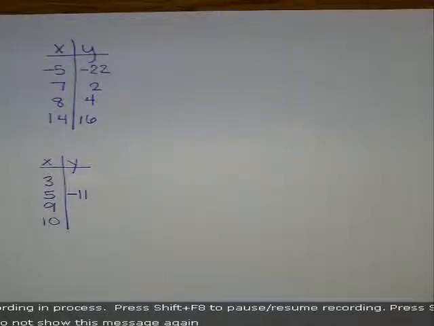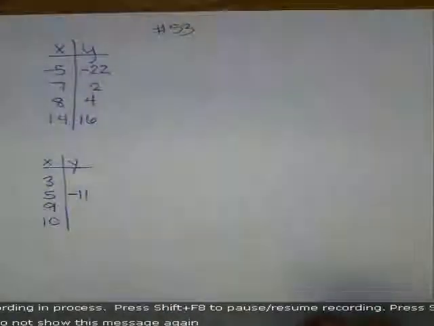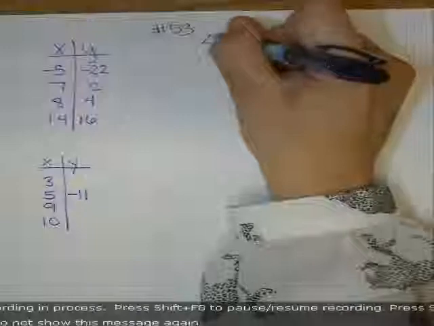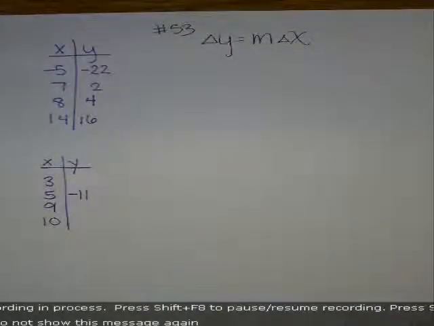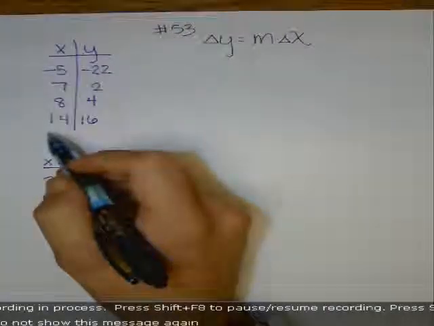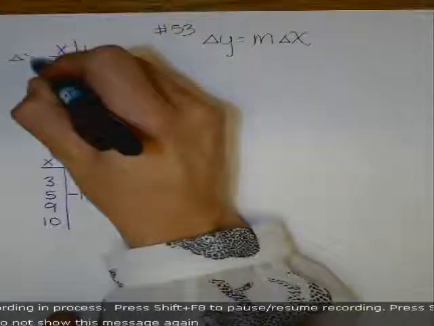This is a quick video to help out with number 53 on the homework and talk about how constant rate of change relates to tables. First of all, we know that the change in y is some constant change of x if the equation is linear. We can see this in a table if we look at the changes in x.